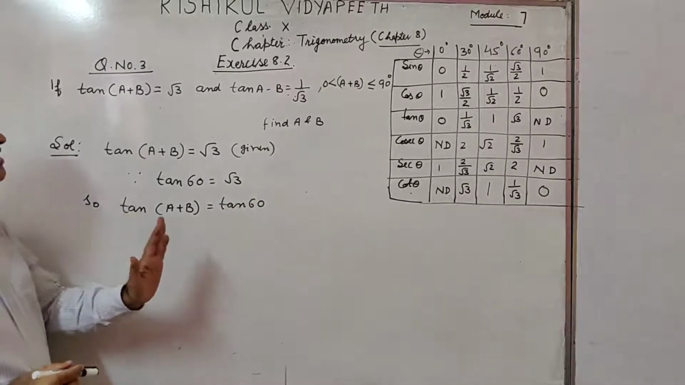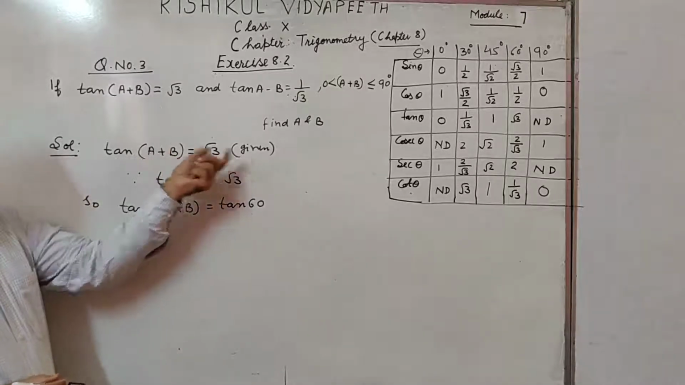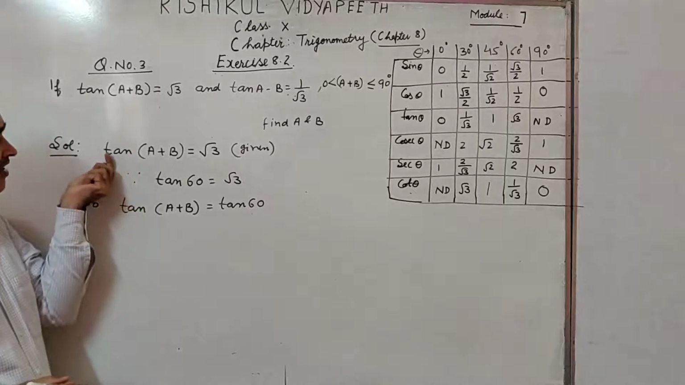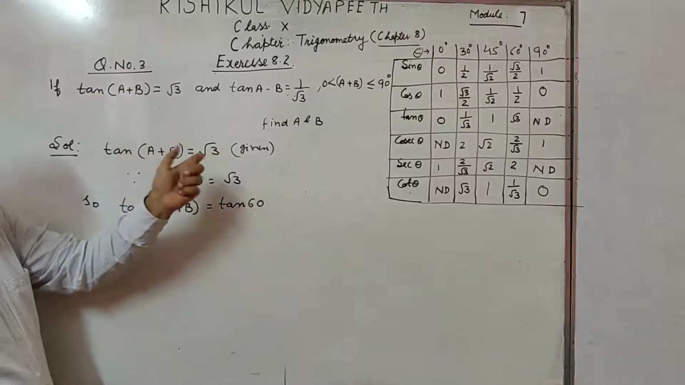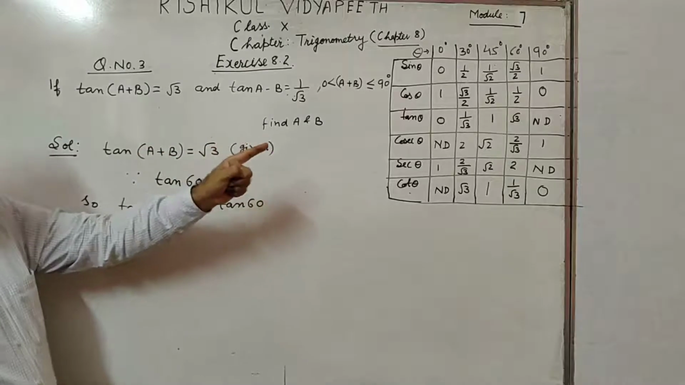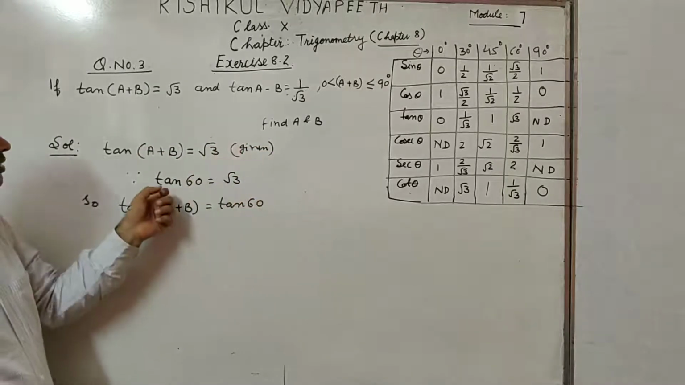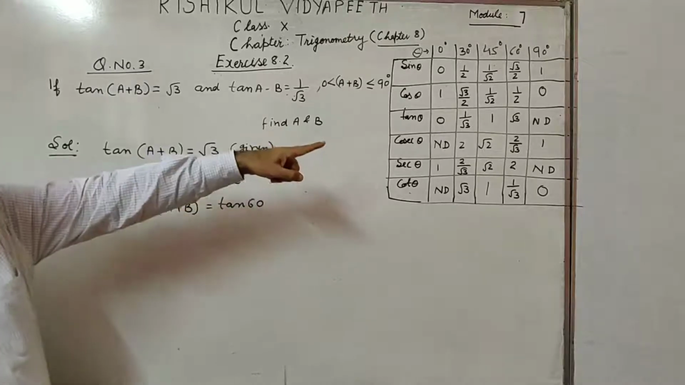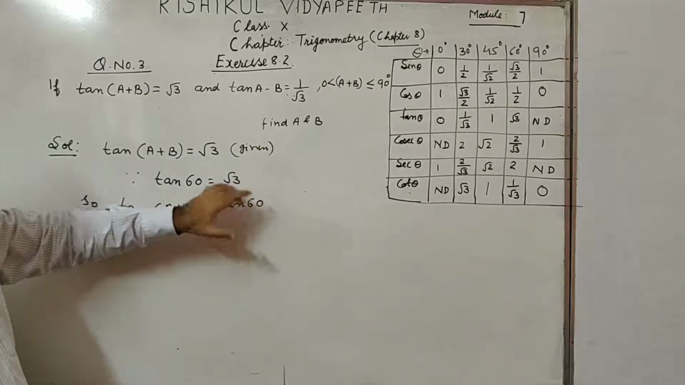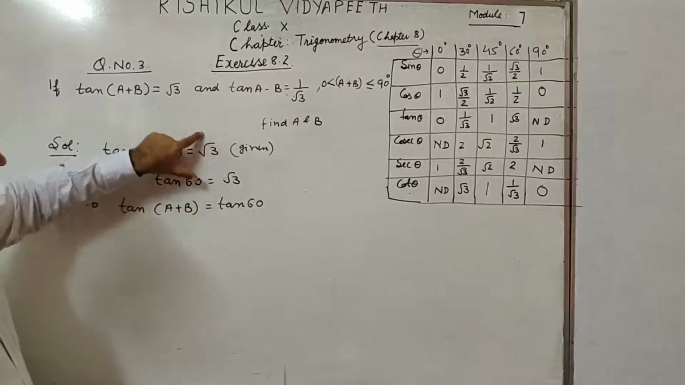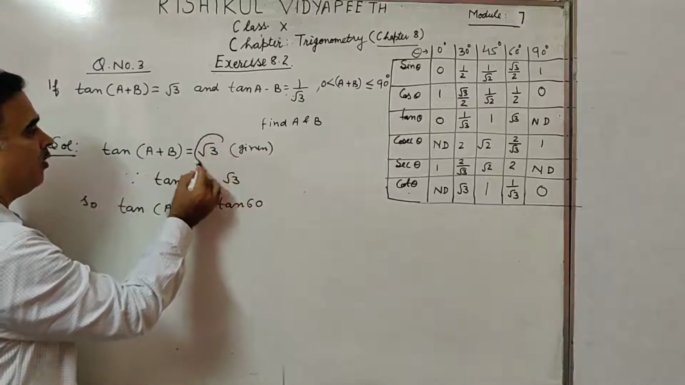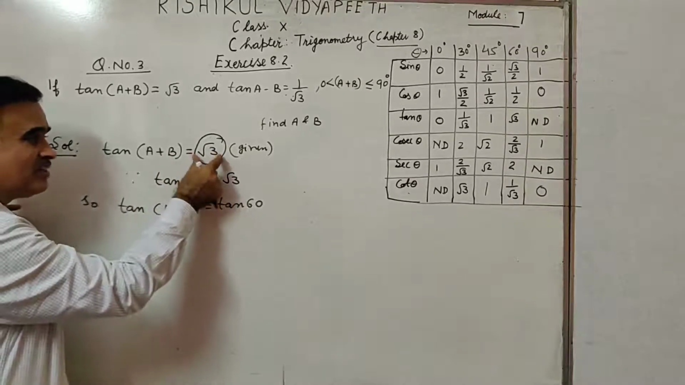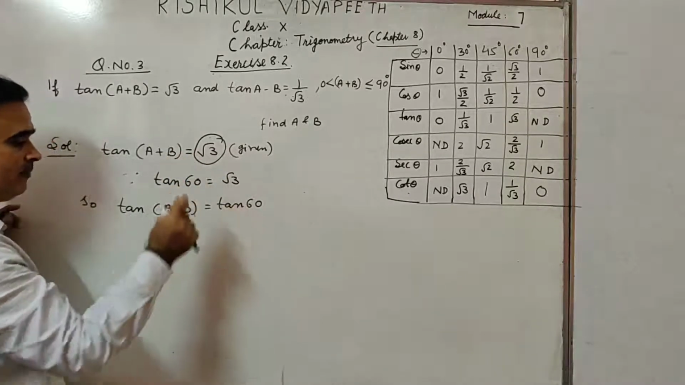Some students, what they will do, I will tell you. First of all, please see again. This has been given, and this tan is a trigonometric function. We go in the table, see where this root 3 is, and root 3 is tan 60. So in this column tan 60 we got this value root 3. So in place of this root 3, what can we write? We can write tan 60.